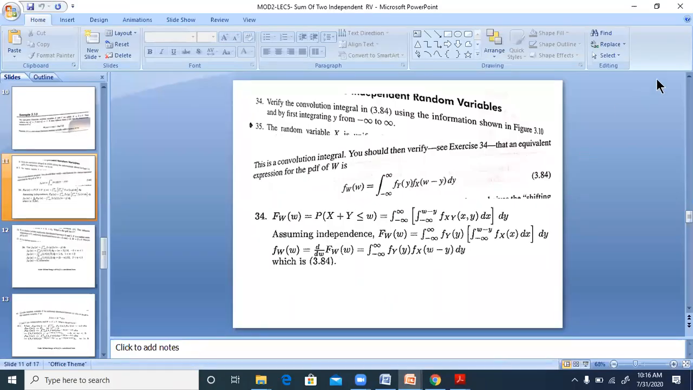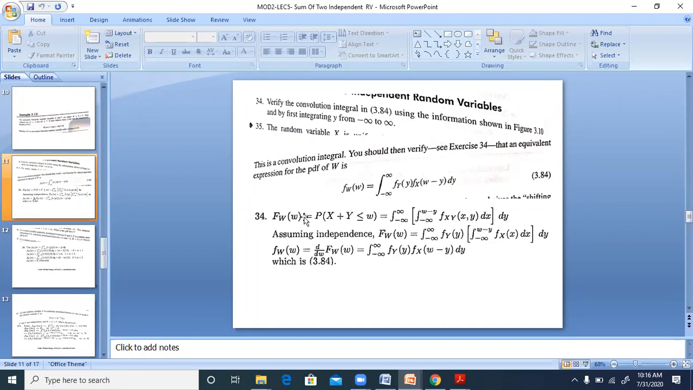which is 3.4. Verify the convolution integral in 3.84 using the information given in the figure 3.10, and by first integrating y from minus infinity to plus infinity. Okay, so the convolution integral in 3.84 is this. F of w is equal to the integral from minus infinity to infinity of f of y, f of x, w minus y, dy. This is the convolution integral, right?